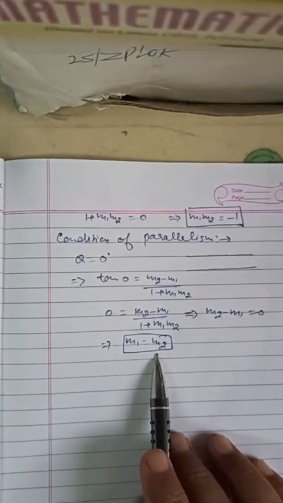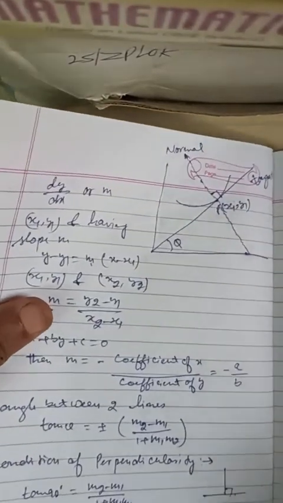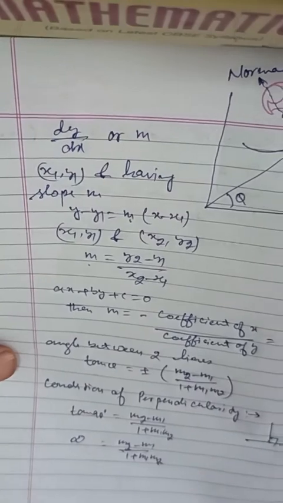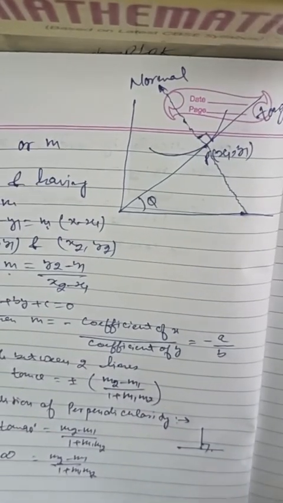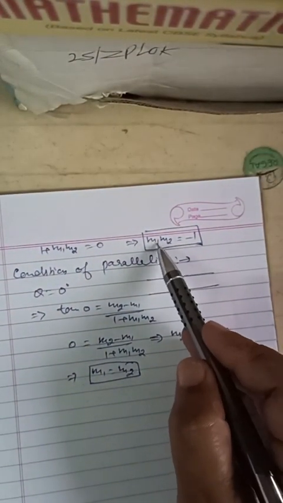Now these conditions you will learn. Slopes are equal when lines are parallel, and the product of the slopes is minus 1 when lines are perpendicular.